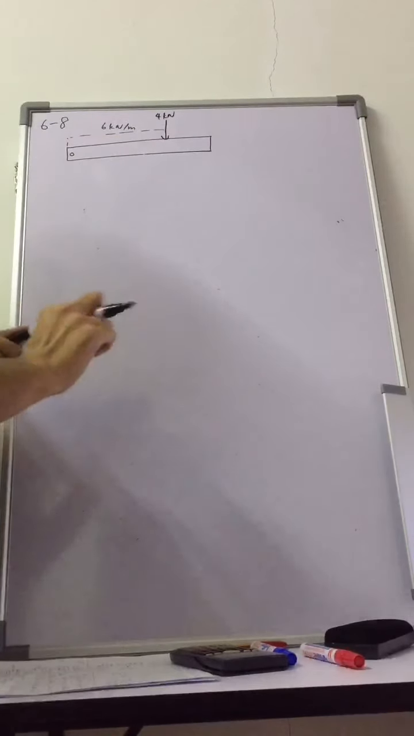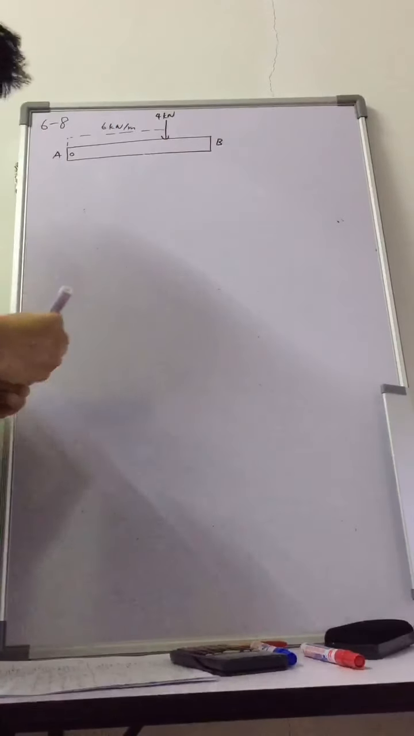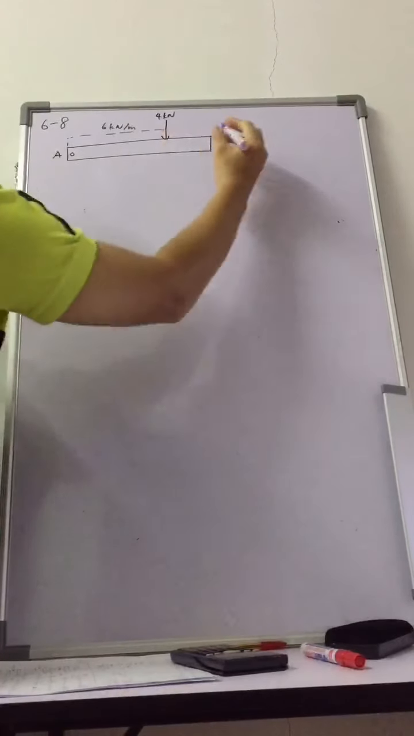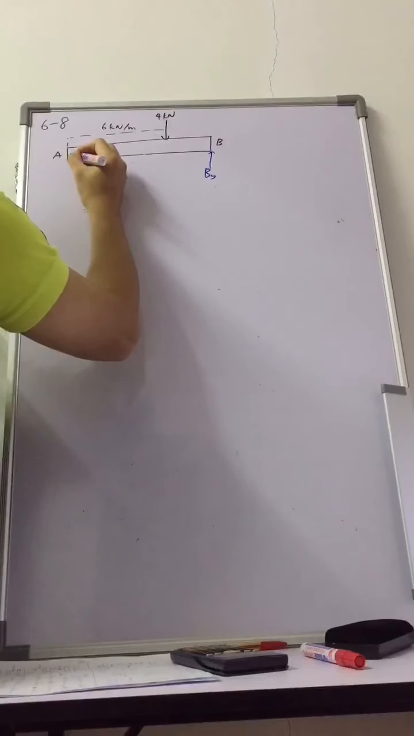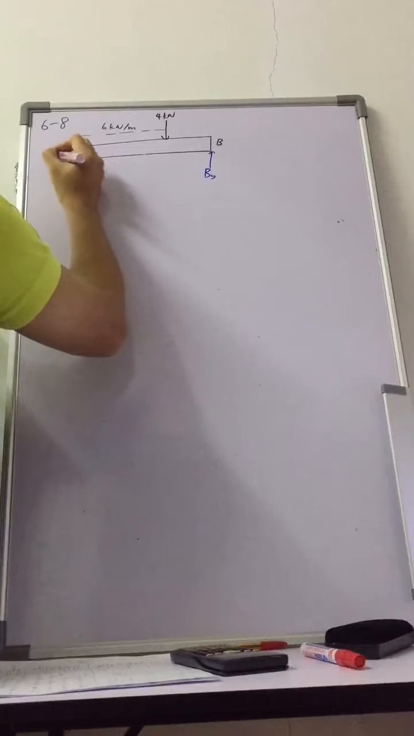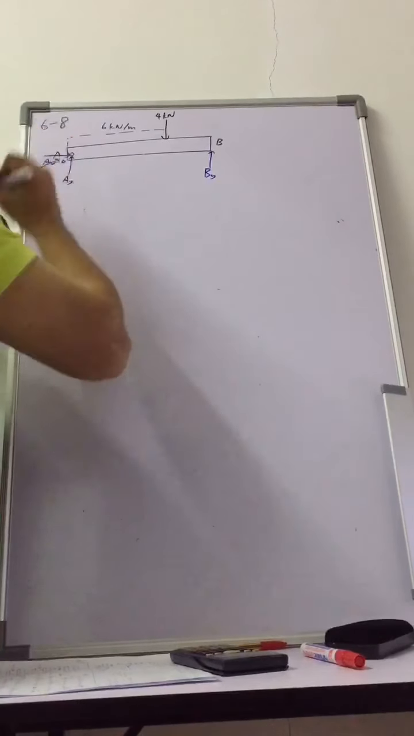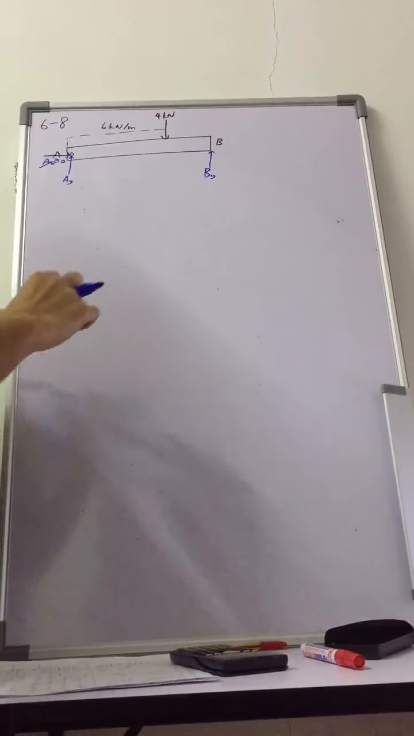What else do we have? We have the A and B points, the ends. At A and B, because B is a roller, we just have one normal force, which is By. And at A, because it's a pin, we have Ay and Ax. But we know that Ax is equal to 0, because there are no other forces in the x direction.